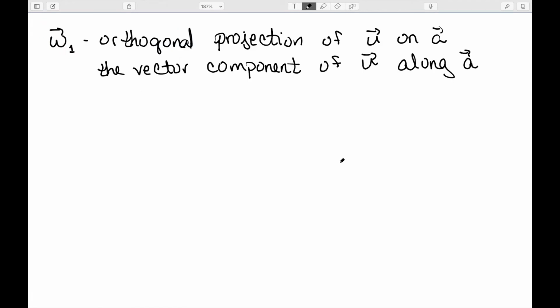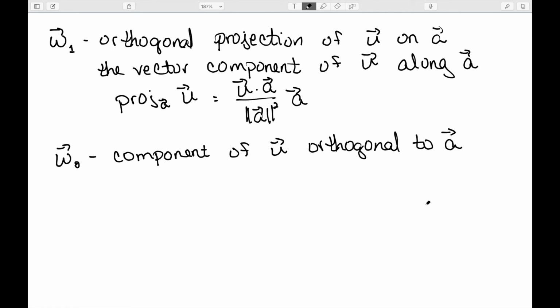W1 is commonly known as the orthogonal projection of U on A, or the vector component of U along A. We typically write it like this, proj for projection. We use a subscript of A since that's what we're projecting onto, and then of U. So it's the orthogonal projection of U along A. This is given by U dot A over the length of A squared times A. W2 is commonly referred to as the component of U orthogonal to A. And it's just U minus the projection of U onto A. So let's look at an example of this.